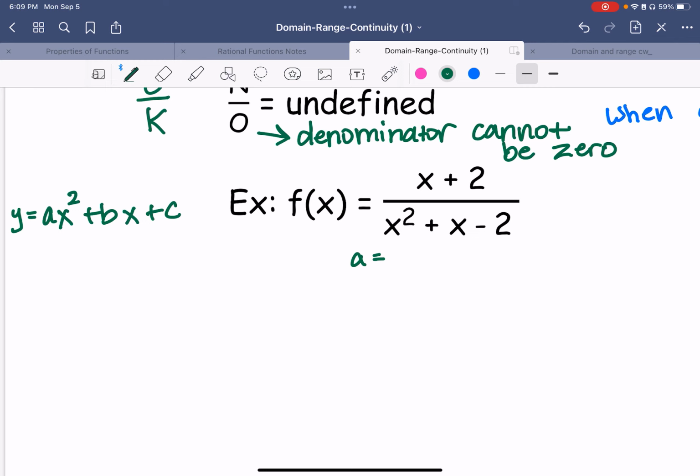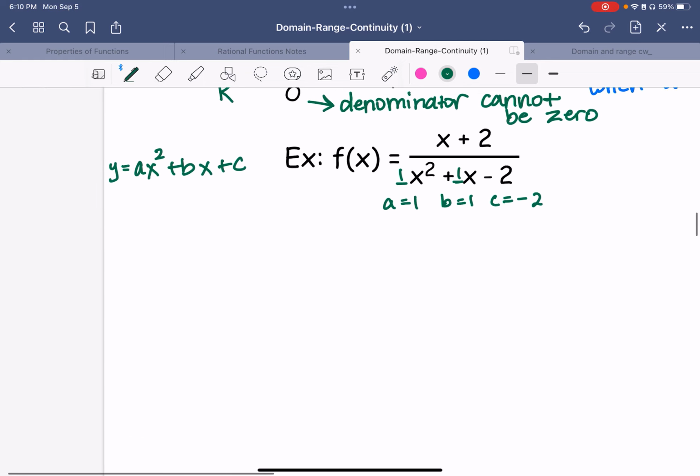So I'll do a equals, b equals, and c equals. And those are referring to the coefficients. Okay, so in front of x squared, since there is no number, remember there's an imaginary 1. So a would be 1. And the same thing for b, there's an imaginary 1 being multiplied by x. And then c would be negative 2.